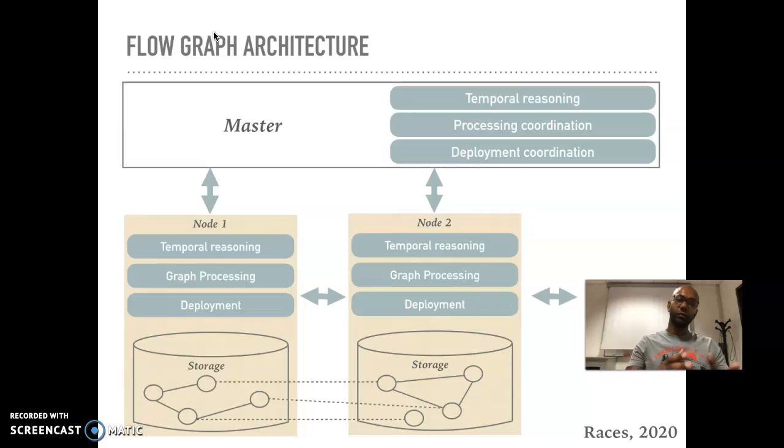While the workers, which are represented by nodes here, contain a section of the graph, each worker or node has its own partition of the graph, and this partition has graph processing as well as temporal reasoning deployed on it. All these workers or nodes intercommunicate with each other to perform the graph computation as well as to find a certain temporal pattern, and they also communicate with the master at regular intervals.